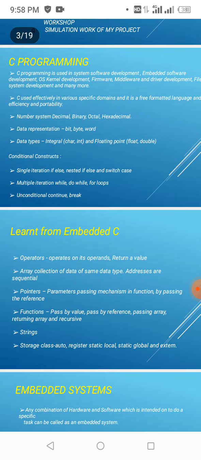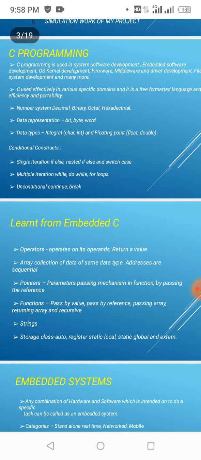And I learned from embedded C operators, which operate on their operands and also return a value. Array is a collection of data, then pointers, functions, strings, and storage classes. The storage classes consist of auto, register, static local, static global, and external.